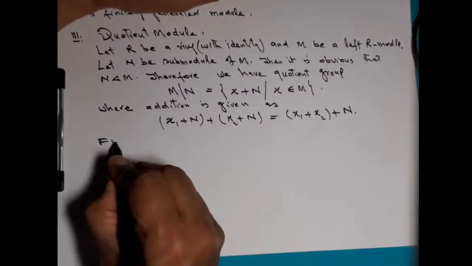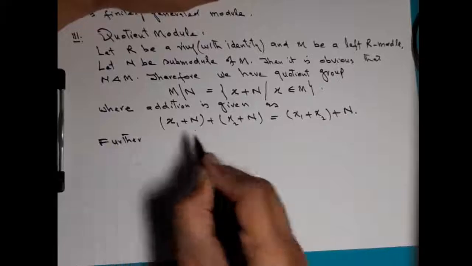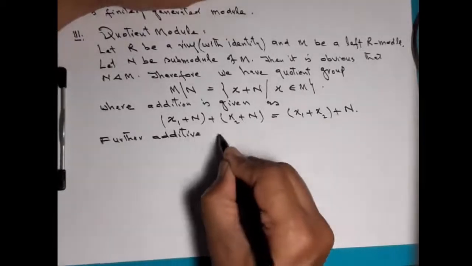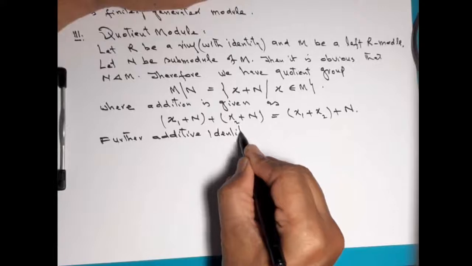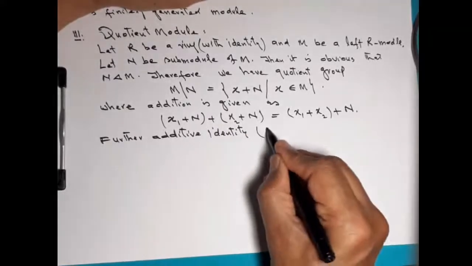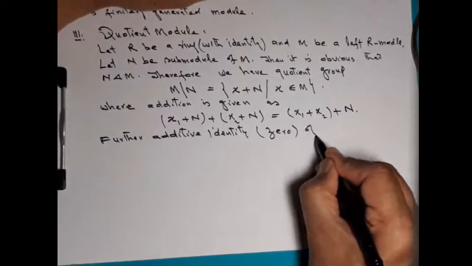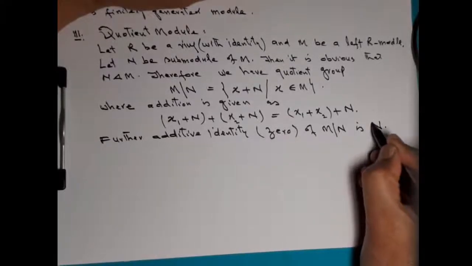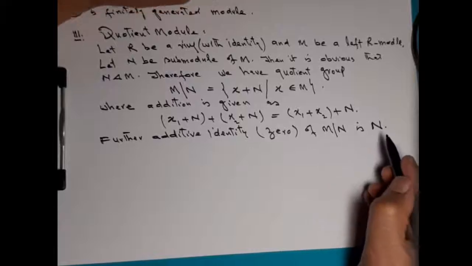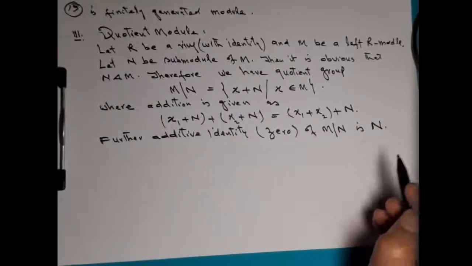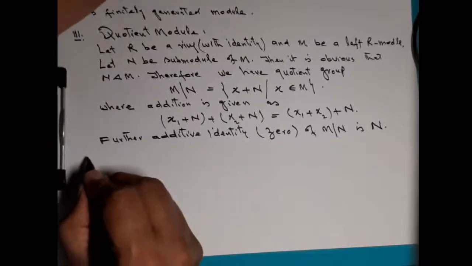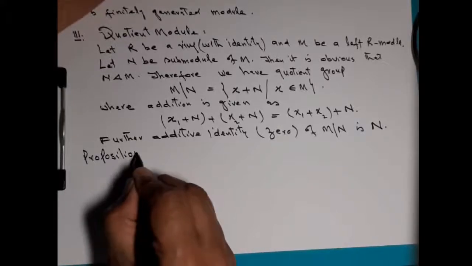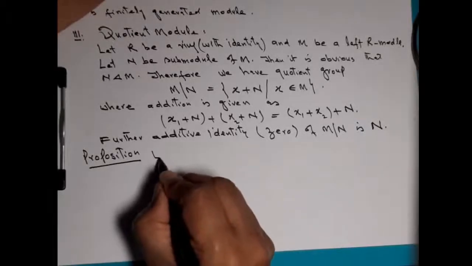Further, the additive identity, or you may call it 0 of M factor N, is given by N. N is the additive identity of M factor N, or N is 0 of M factor N. Now let's come to the proposition. Let R be a ring with identity.